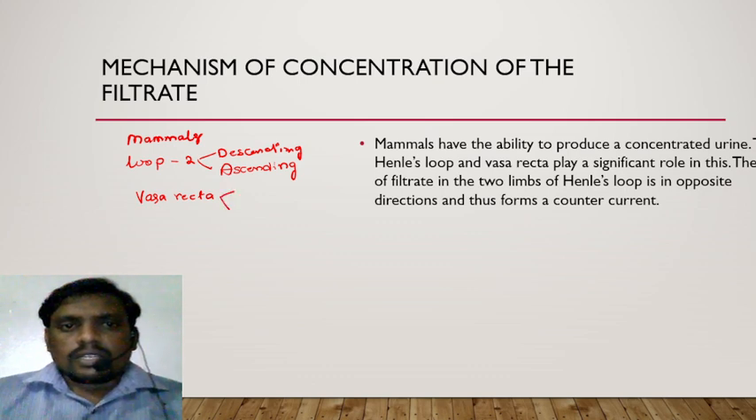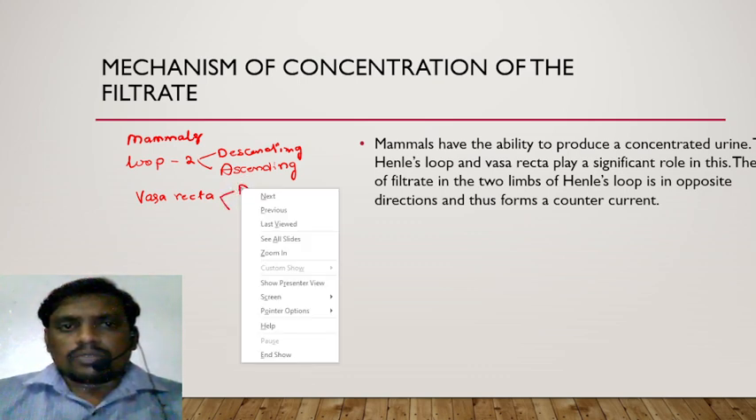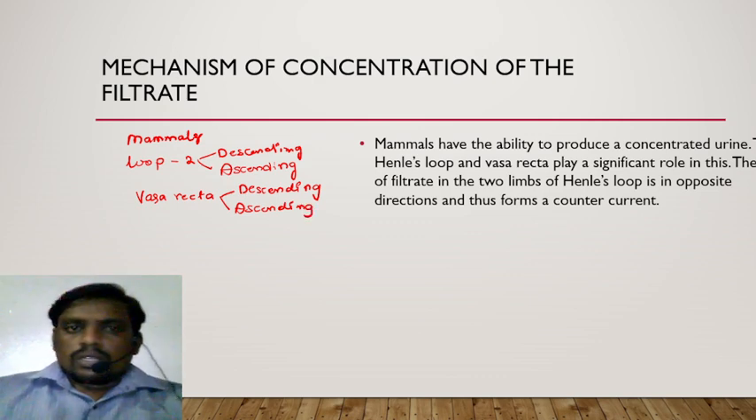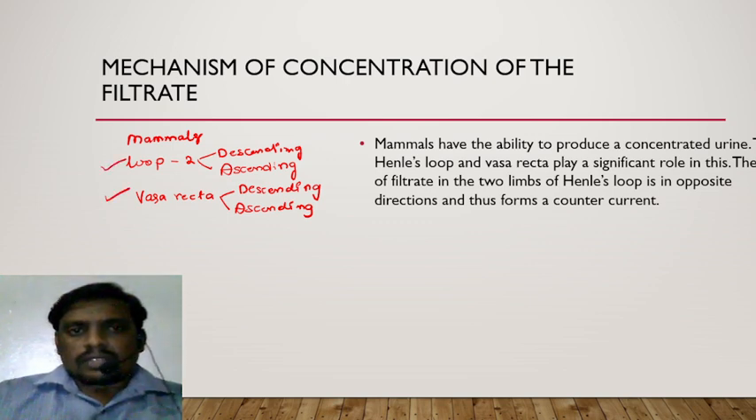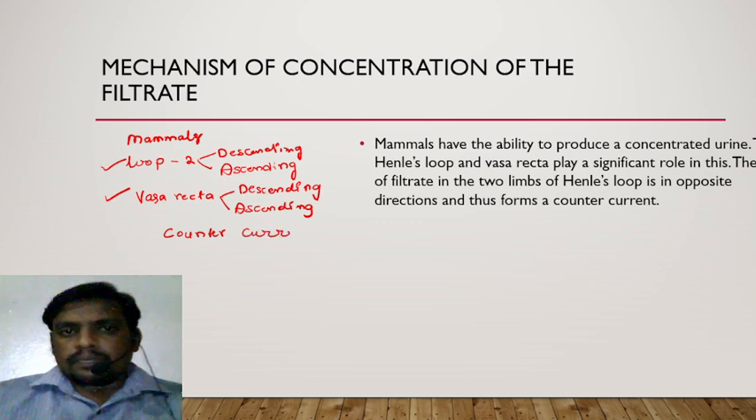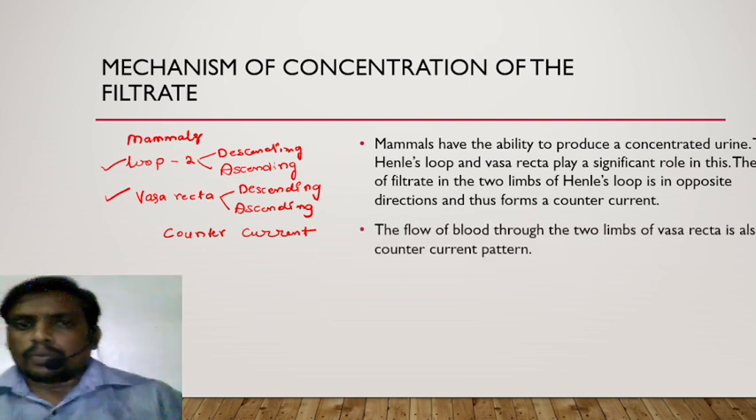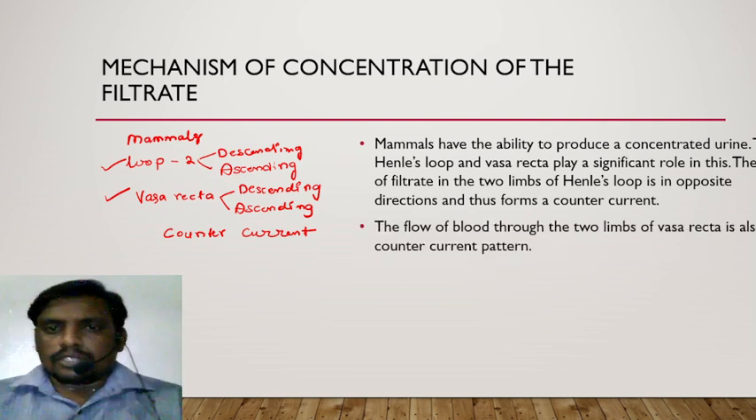Descending limb of loop of Henle, descending limb of vasa recta, ascending limb of vasa recta. The flow of filtrate between the loop of Henle and vasa recta in their respective limbs causes the countercurrent mechanism. It helps to produce concentrated urine.